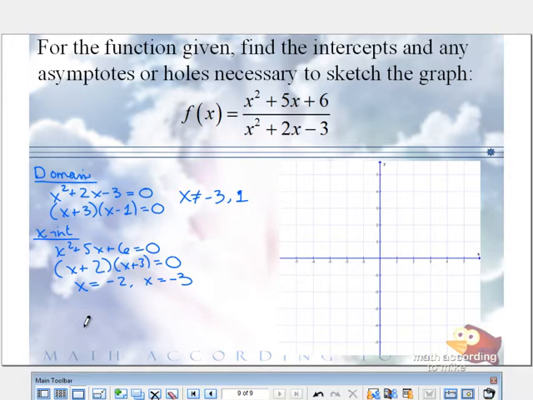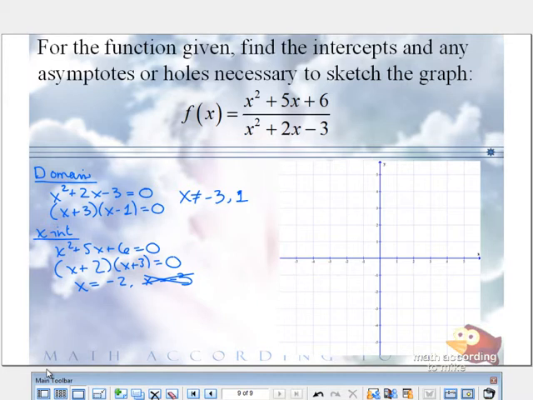Does anyone see a problem? Why? It makes the denominator 0. So the reason we have to find the domain first is to see what we're allowed to work with. We're not allowed to play with -3. It has cooties. So -3, even though it makes the numerator 0, it's not an X-intercept because it's not in the domain. So your only X-intercept is -2. Don't ruin it. Don't ruin it.